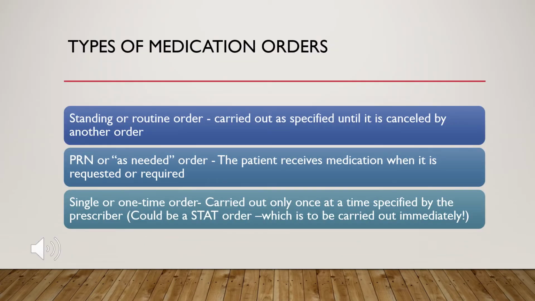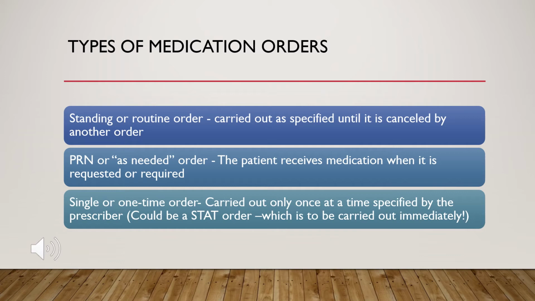So now let's talk about the learning outcome related to medication orders. So there are different types of medication orders. There's a standing or routine order that is carried out at a specified time until it's canceled by another order. There are PRN or as needed orders, and the patient will receive that medication when it's requested or when it's required, something such as a pain medication, for example, or a nausea medication.